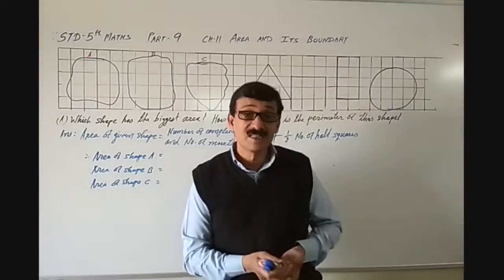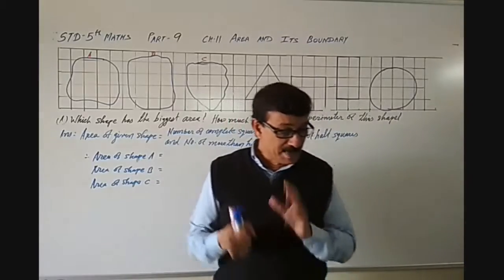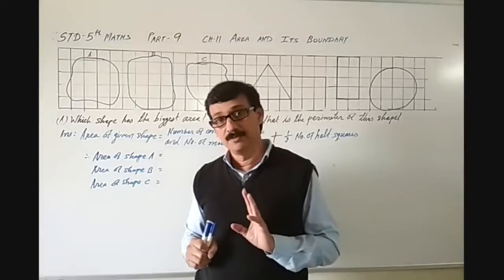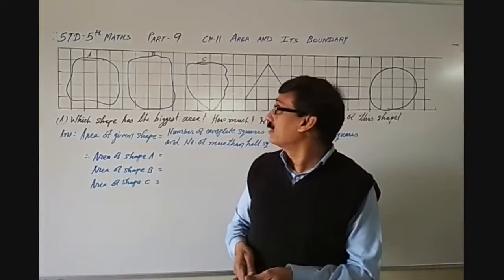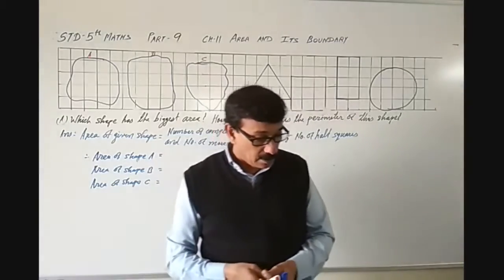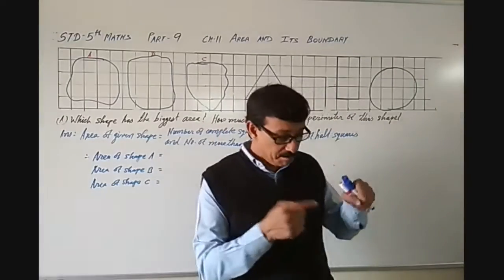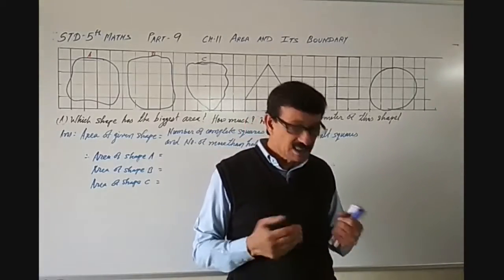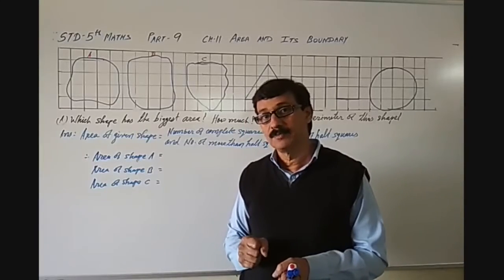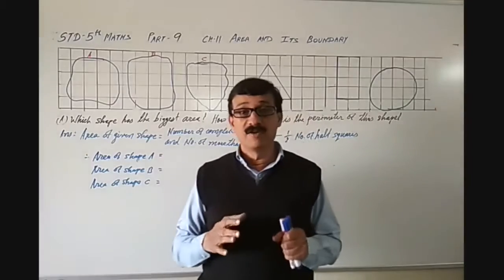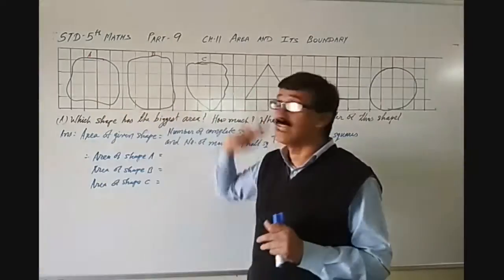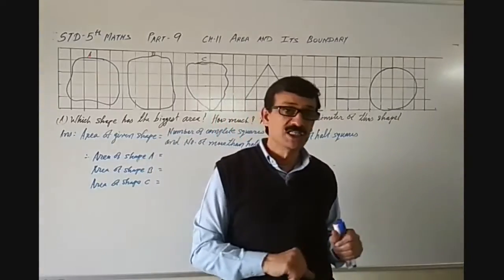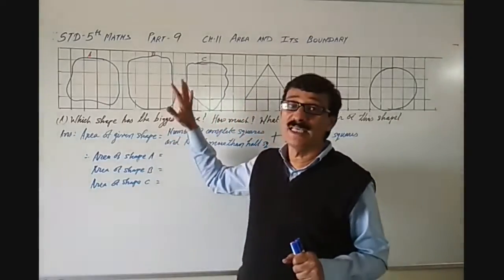Now let's answer this A question. Which shape has the biggest area? What is the perimeter of this shape? So we have three shapes, isn't it? And the B question is which shape has the smallest area? What is the perimeter of this shape? Now, for that, we have to find out the area of these three shapes. Then and then it is possible to say which has the biggest and which has the smallest area, isn't it? So let's find out the area of this one.